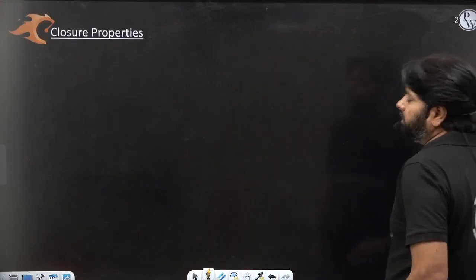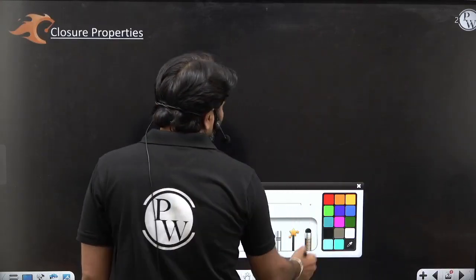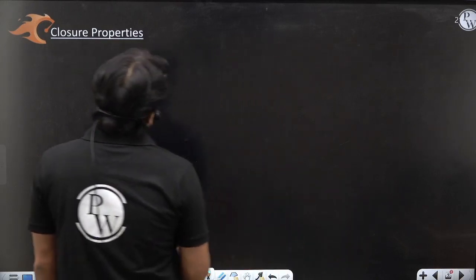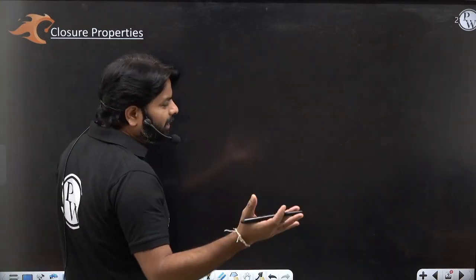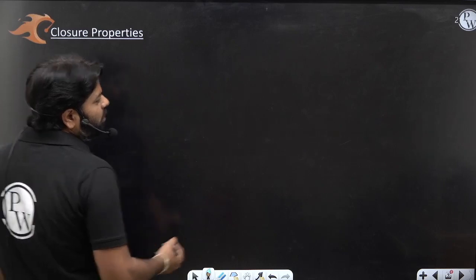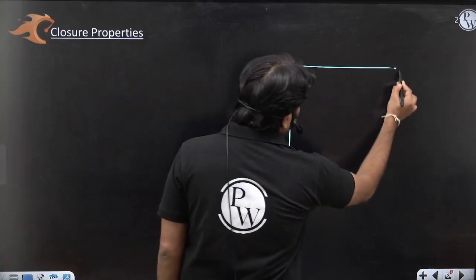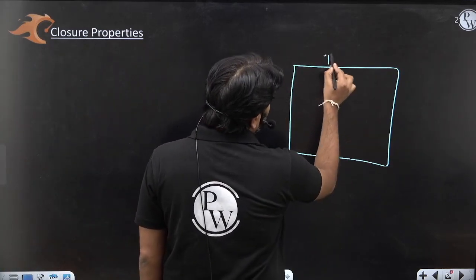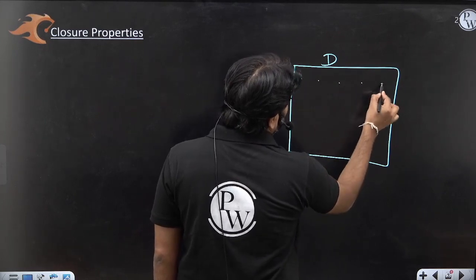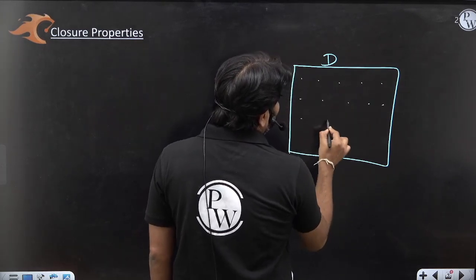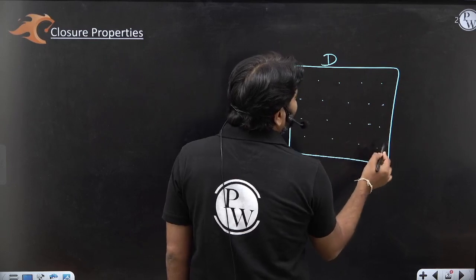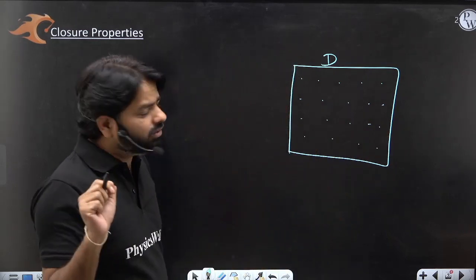Okay, let's start with the closure properties. Mainly, what is a closure property? A closure property is basically an operation. We need a domain, let's say D, and here there are so many languages, maybe DCFLs or CFLs or regulars, but here CFLs and DCFLs we are going to discuss.